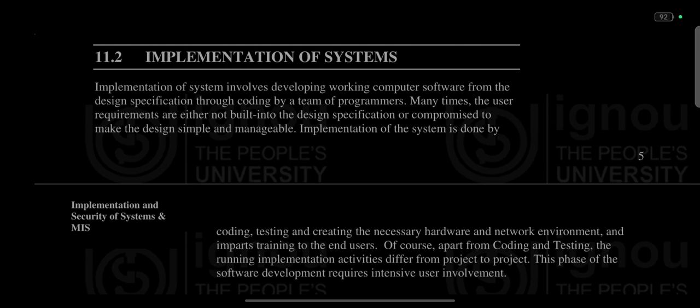Implementation of the system is done by coding, testing, and creating the necessary hardware and network environment, and imparting training to the end users. Of course, apart from coding and testing, the implementation activities differ from project to project. This phase of the software development requires intensive user involvement.